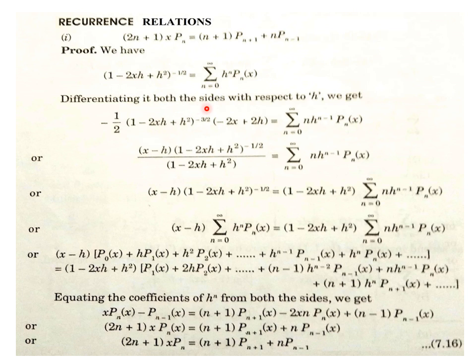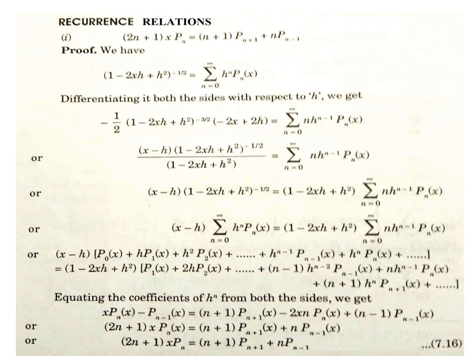and we differentiate this equation on both sides with respect to h. What we get is minus half into (1 - 2xh + h²) to the power minus 3/2. Then that expression differentiated with respect to h provides (-2x + 2h) equals, on the right-hand side, simply for h^n we have n h^(n-1), then Pn(x) is a function of x, h is not involved there, within sigma n equals 0 to infinity.